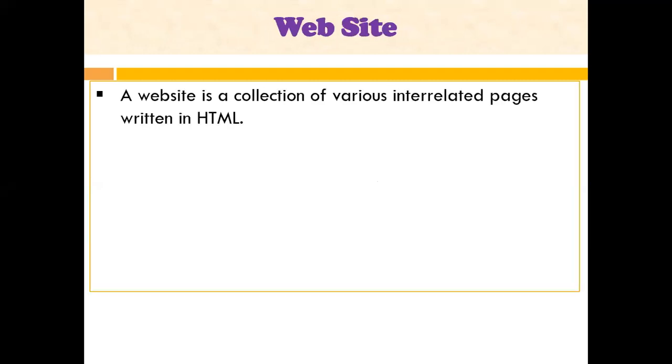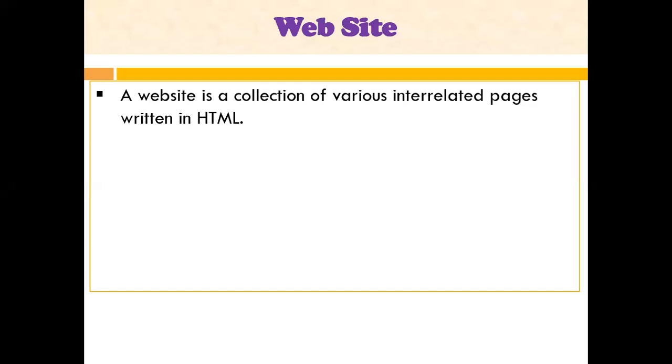Next is a website. So Google is what? Google is a website. Now when I'm saying website, what do I mean by that? A website is a collection of various interrelated pages written in HTML. Suppose I'm giving you written work of one particular lesson. In that, you are writing the written work in your notebook, and not on one page, you are writing on a number of pages, and all pages together will be considered as the notes of that particular topic.